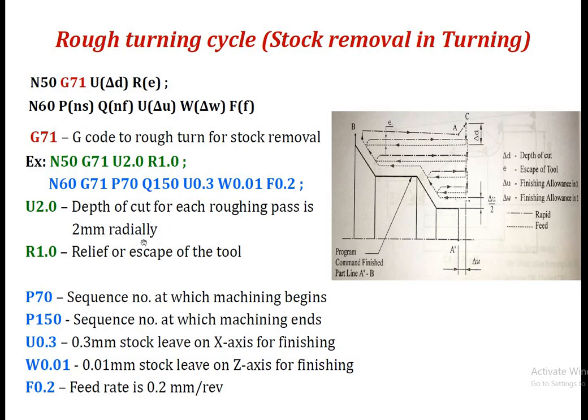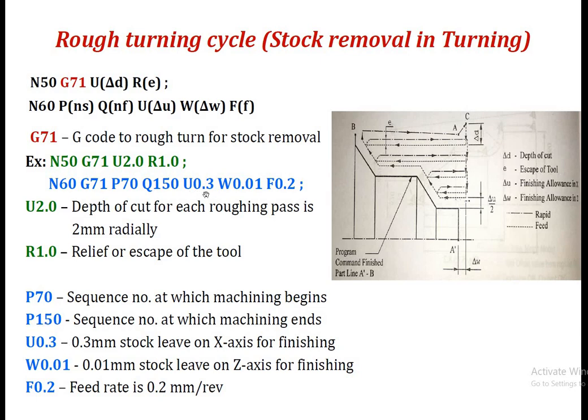This Q represents, sorry, I used P here, so Q is there, Q150. Q represents the sequence number at which machining ends. I have chosen this number randomly again, that is, at this sequence number the machining is going to end. I will explain this P and Q in detail in the example at the end of this video.